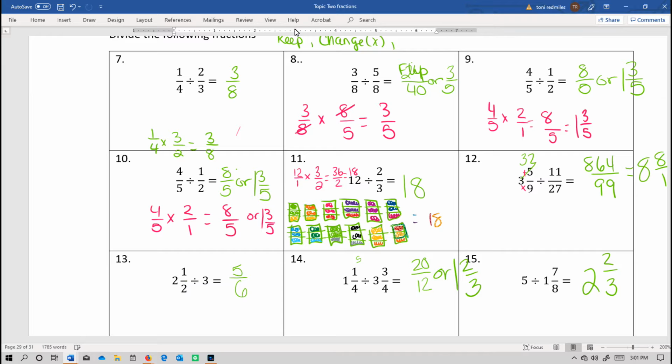In this one, I have to first change these into improper fractions. Okay? So 3 times 9 is 27, plus 5 more is 32. So I have 32/9 divided by 11/27. Now I need to keep the first fraction, change to multiplication, flip the second. If you multiplied straight across, you got 864/99. If you do cross canceling, then 9 goes into 9 one time, 9 goes into 27 3 times, and that would be 96/11. So then you could say, oh, 11 goes into 96 8 times, which gives me 8 left over.